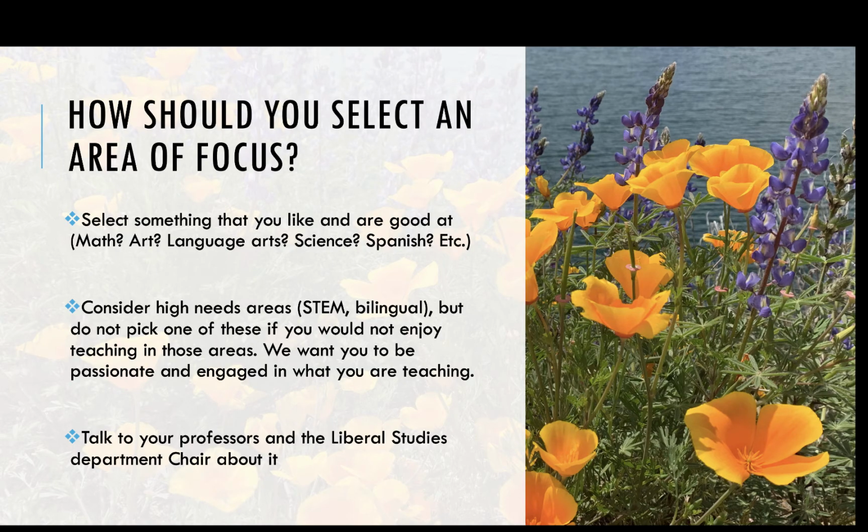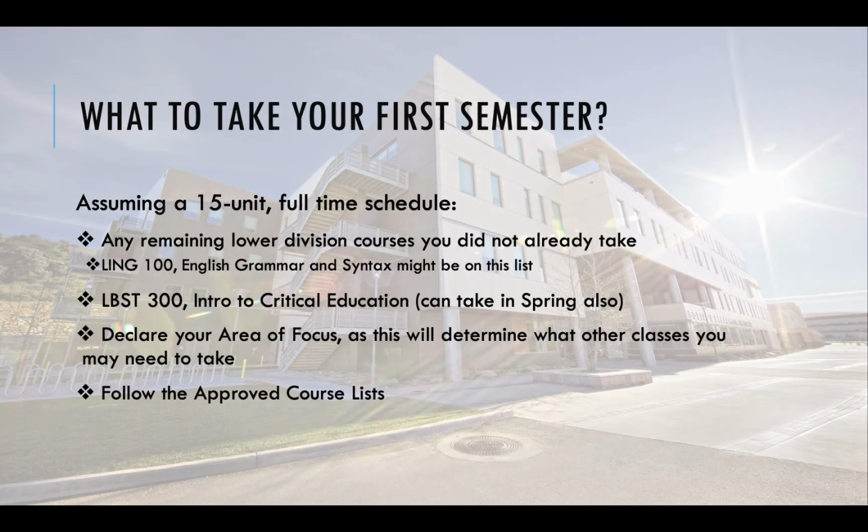Students often wonder how they should select an area of focus. You should select something that you like, something that you're good at. You might consider high needs areas, perhaps STEM areas or bilingual education, but do not pick these if you would not enjoy teaching in these areas. We want you to be passionate and engaged in what you're teaching, so you should not pick something just because you think it will look good. You should also talk to your professors, and you can talk to me as department chair about it to see what would be the best choice for you.